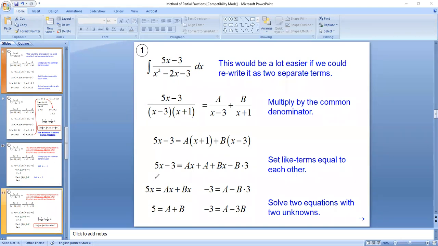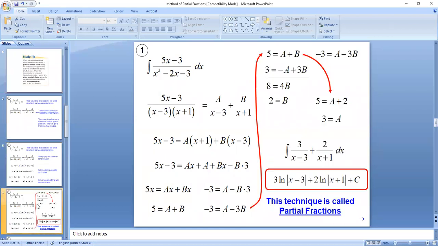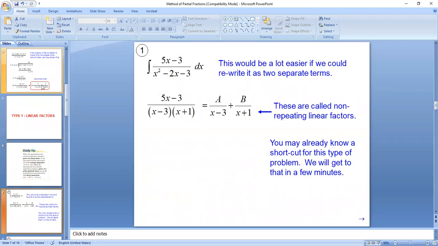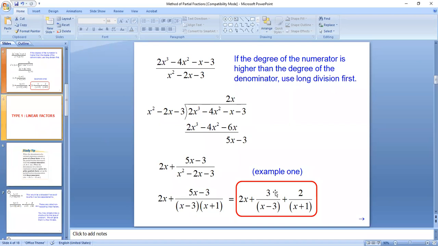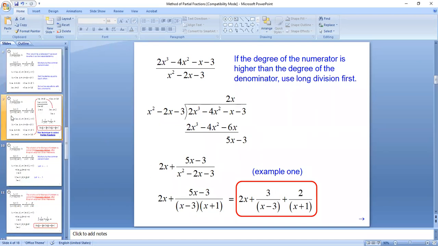I'll go back to that original slide. Where is that? This one. So your A must be 3 and your B must be 2. We go back.